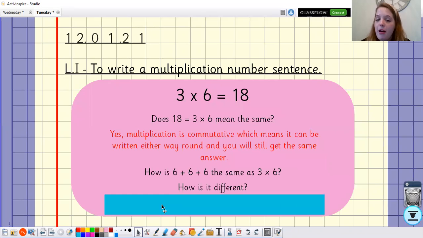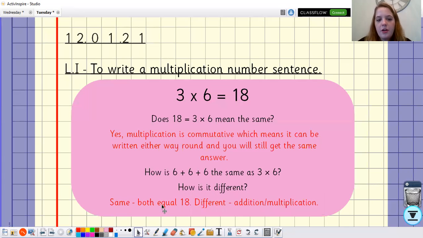Okay, so I'm just going to share mine. Now you may not have got the same as me, you may have thought of something different, and that's okay. So I thought the same, something that they both have the same, is they both equal 18. They both equal the same total. Something that's different is one of the number sentences is an addition number sentence. One of them is a multiplication number sentence.